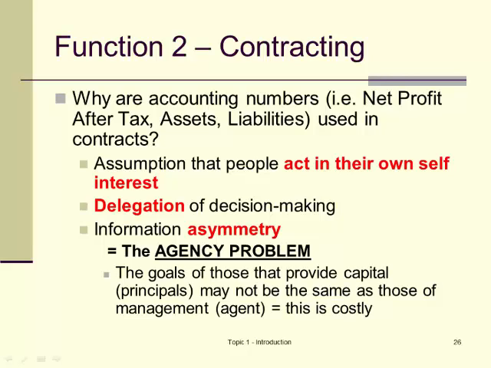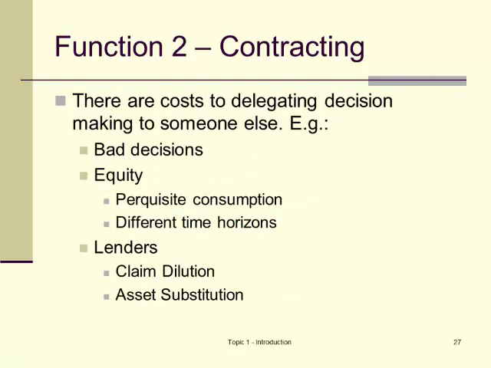We're trying to motivate him, but he's our agent. We can't control everything he does. So he might do things that we don't want. He might take bad decisions, for example. Some examples, there's a much more complete set in the Whitred, Zimmer, Taylor and Wells reading. I think there's about 4 for equity and 4 for lenders. So let me talk about what these are. Perquisite consumption.